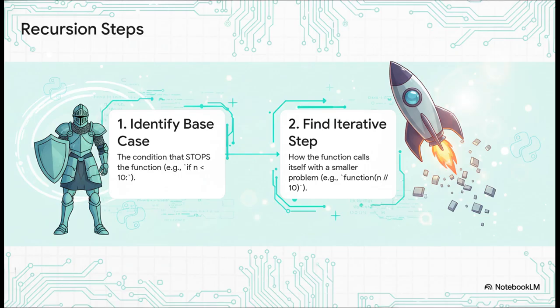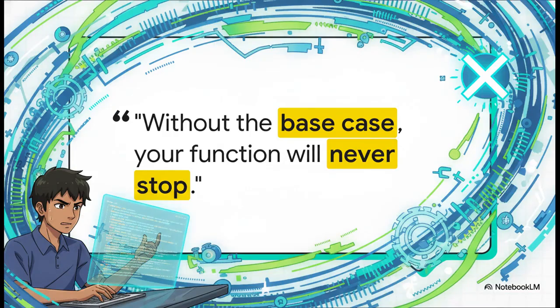First, find the base case. This is the stop sign. It's the simple condition that tells the function, okay, we're done here. Second, understand the iterative step. This is just how the problem gets a little bit smaller with every single call. If you can find those two things, you've cracked the code on any recursion problem. And like developer Harsh says, that base case, it's everything. Without it, your function is just never going to stop. So think about it.